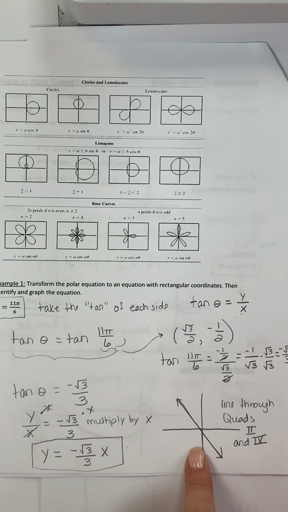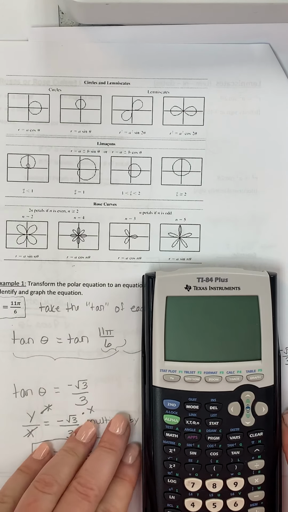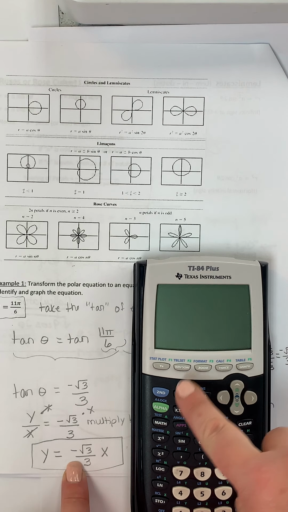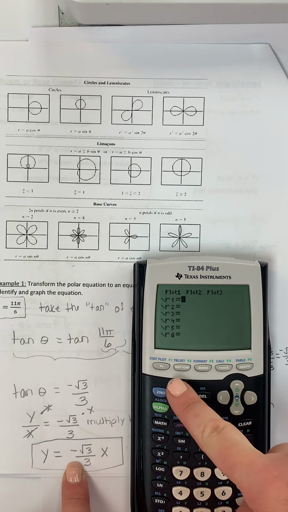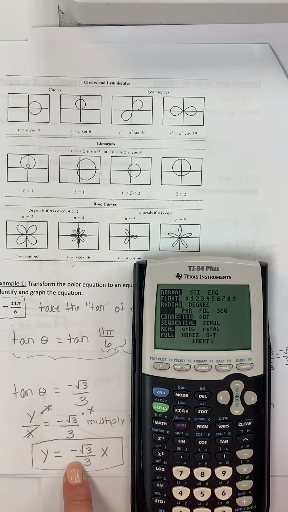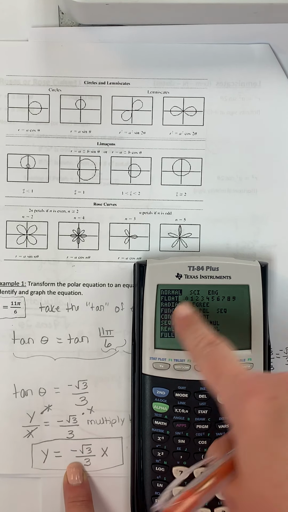Okay, what if you really had no idea what that looked like? It's where your calculator comes in handy. But this is a rectangular equation, so you're going to have to go back to mode. You're going to have to go back to function. Now, you can leave it in radian, but you have to get it out of polar.